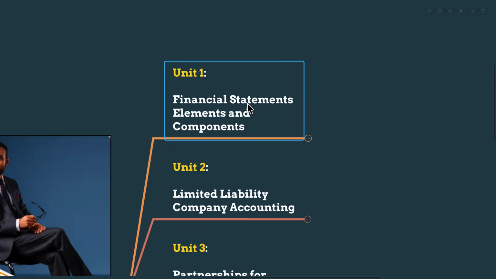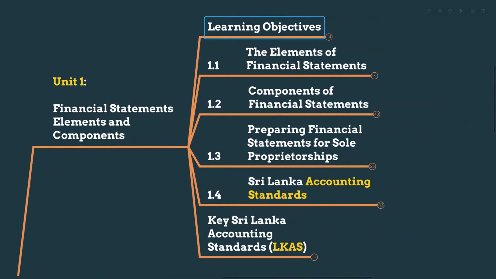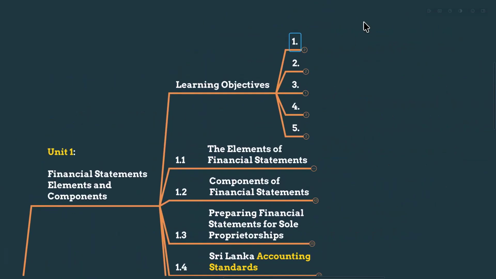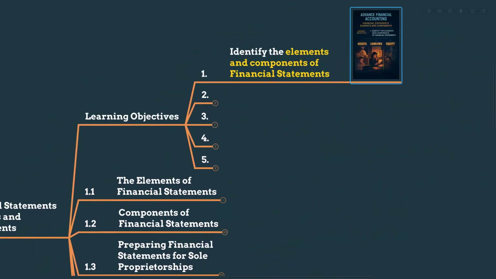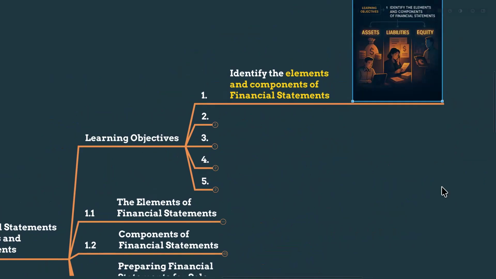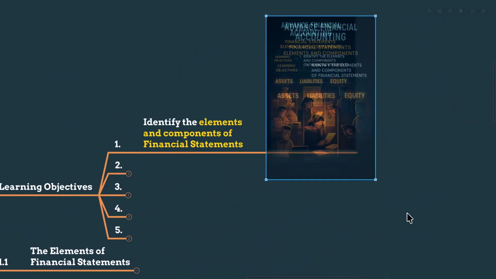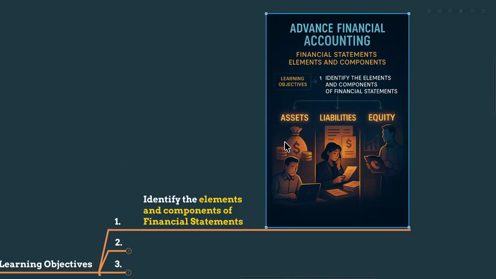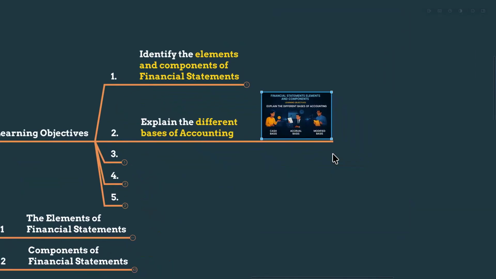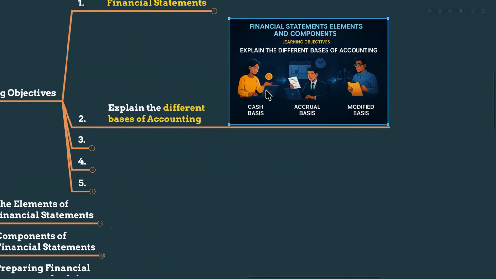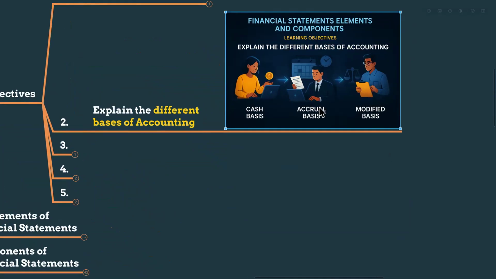So let's explore these statements and the elements or components of these statements. The learning objective of this chapter 1 is to identify elements and components of financial statements. We have to identify what the elements in these financial statements are and their components. We will call them assets, liabilities, equities, income and expenses. The second learning objective is to explain different bases of accounting. There are cash basis, accrual basis, and so many bases on which we can prepare the accounting.